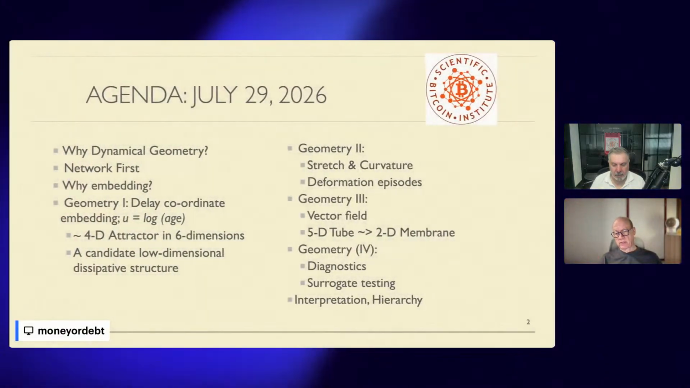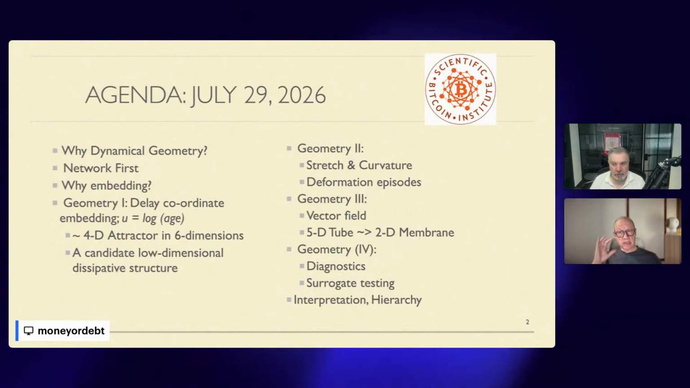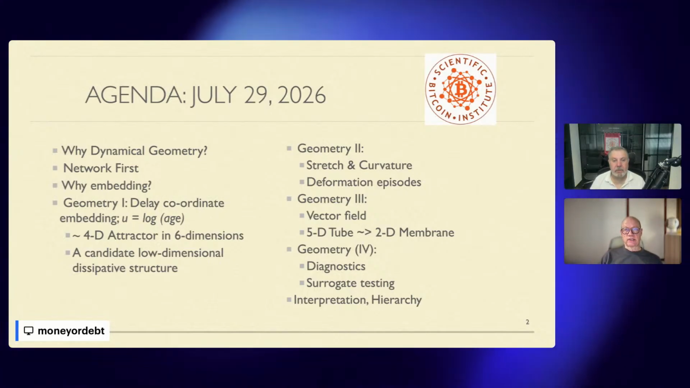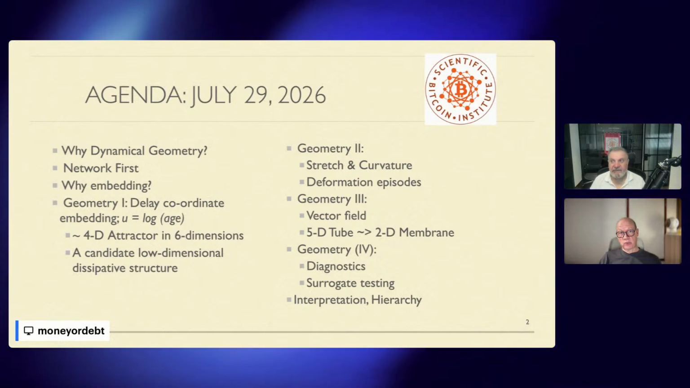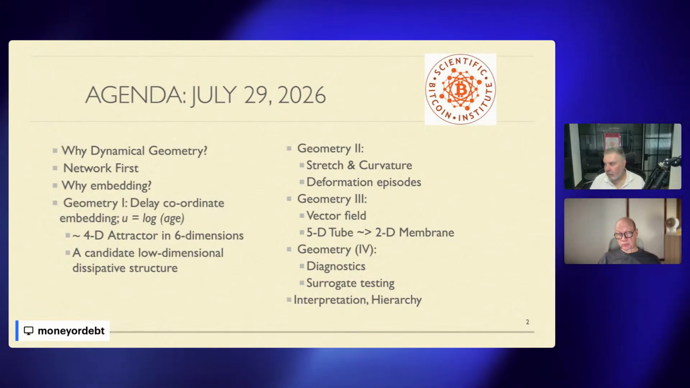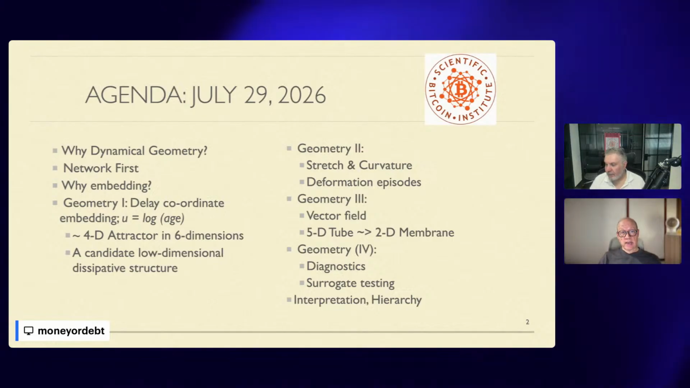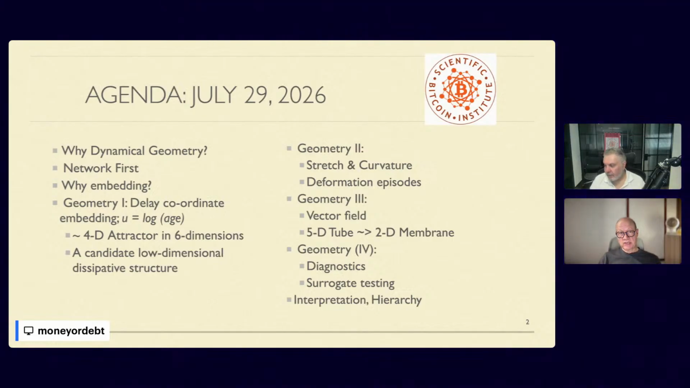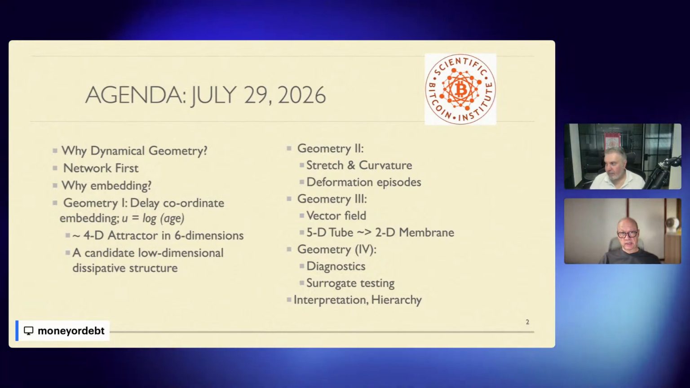And I've streamlined some of the charts. I'm going to revisit some of those that we showed last week, but I want to place them in this broader context. So the agenda is why dynamical geometry. We are first and foremost dealing with a network. Price is one expression of that network. And in fact, it's a meta network. And then I'll talk about the particular technique that we use to explore the geometry, which is an embedding technique.